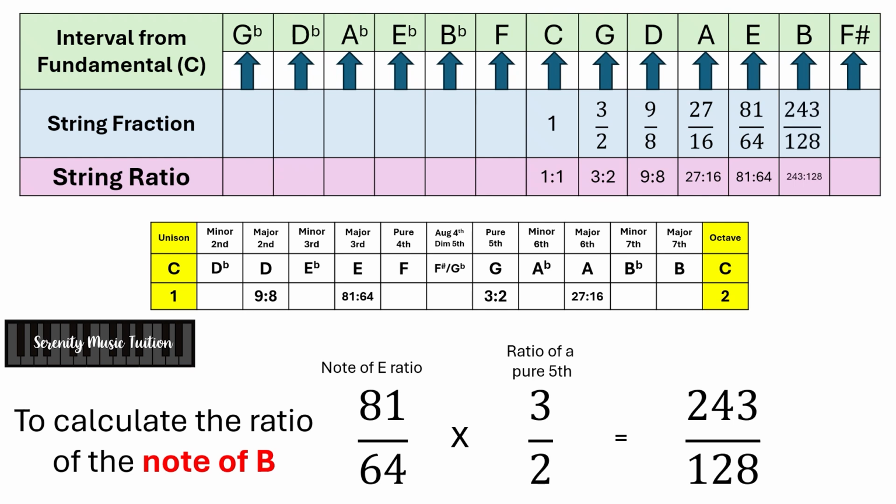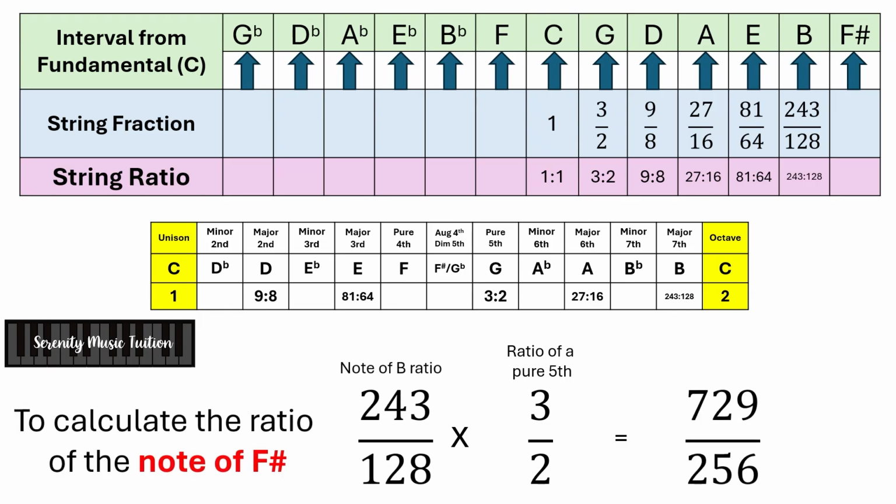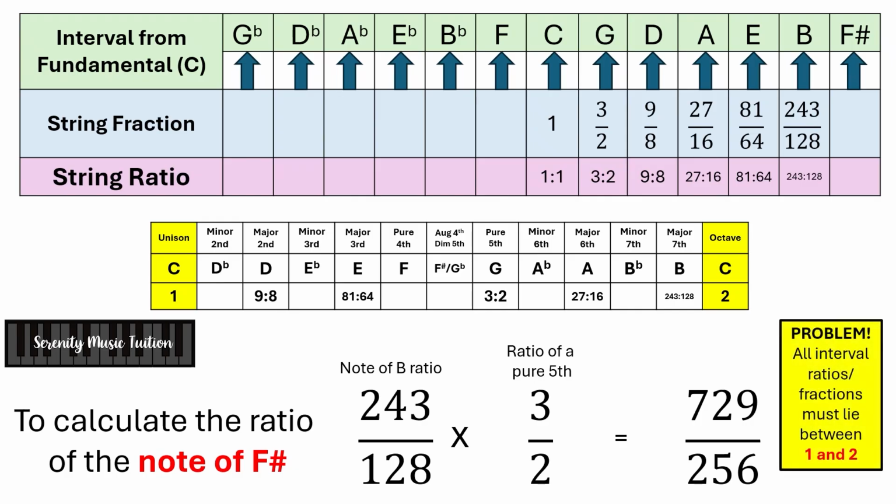This is also the interval fraction of a major seventh. And it's time to pile on our final fifth. To calculate the string ratio needed to produce the interval which leads to the note F sharp, we need to take the ratio of the previous note of B and multiply it by the ratio of a pure fifth, which is 3/2. This gives us an interval fraction of 729/256. Now this gives us the same problem as we've had before.